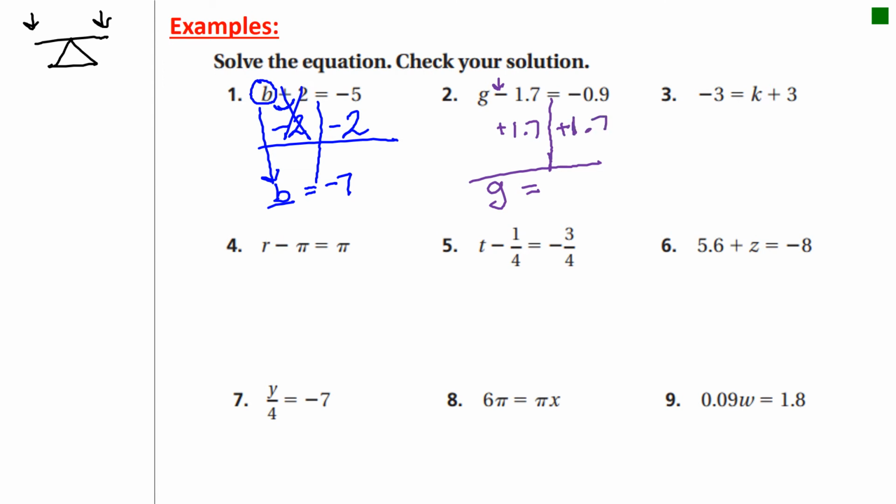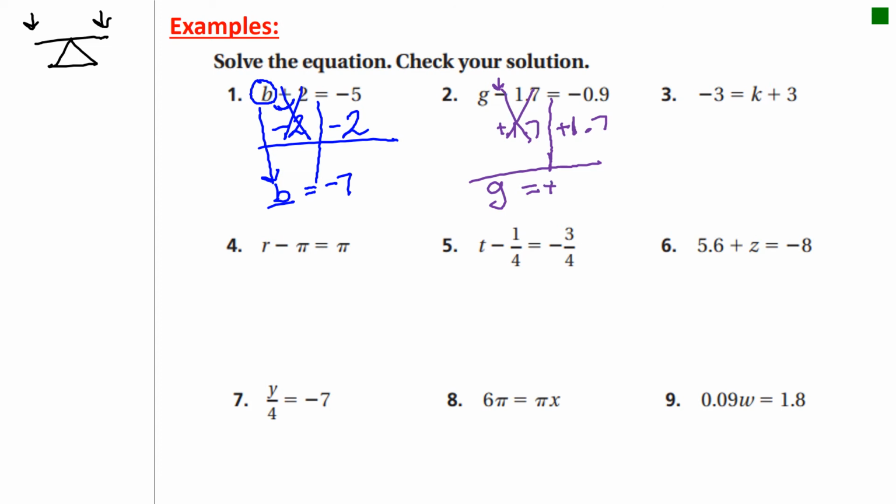Now, G plus nothing is G. Negative 1.7 plus 1.7 is G. Negative 1.9 plus 1.7. Okay, here's where you're remembering your rules from last year. Which one is bigger, 0.9 or 1.7? 1.7 is bigger, so it's going to be positive.